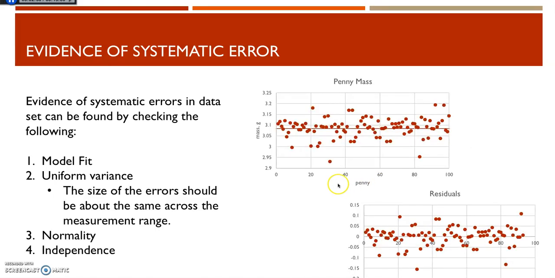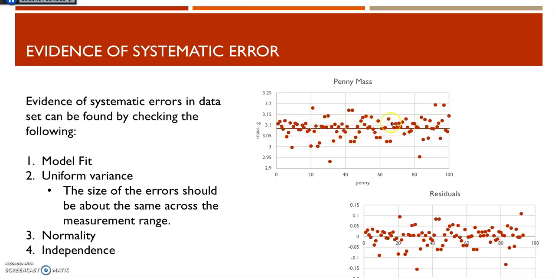The next thing is uniform variance. Here you're going to be measuring a lot of masses of pennies. So you've got penny mass as a function of penny number: penny number 1, penny number 2, penny number 3, etc., up to 100 pennies here. You're not measuring 100 pennies, don't worry about that. We're just plotting what the masses are here.